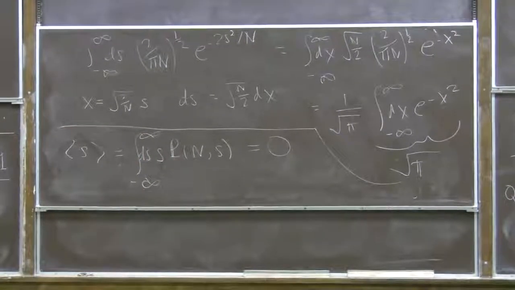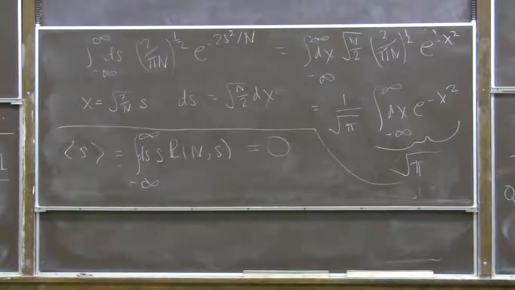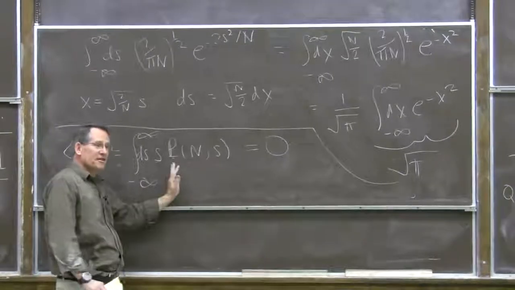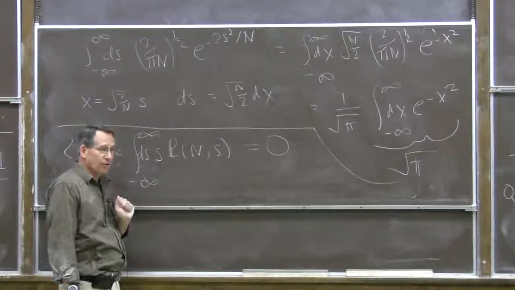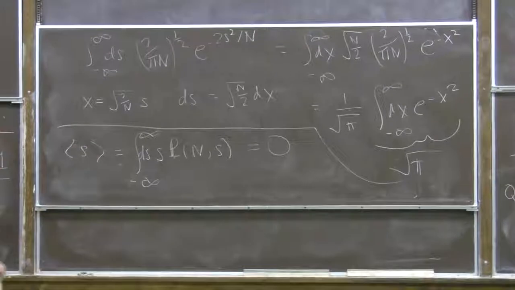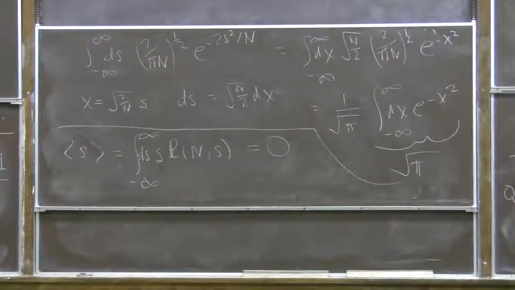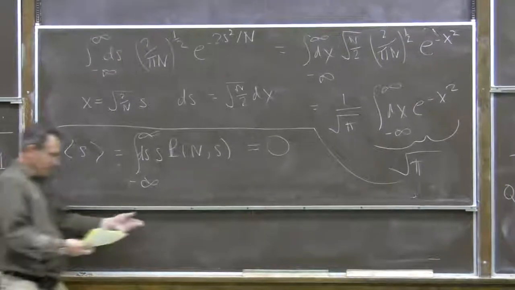It's obvious because the probability distribution is an even function. If we put in the factor of s, if we don't make a mistake, then we're integrating an odd function over a symmetric interval, and we get 0. So a more interesting calculation is to calculate the typical deviation from the mean.